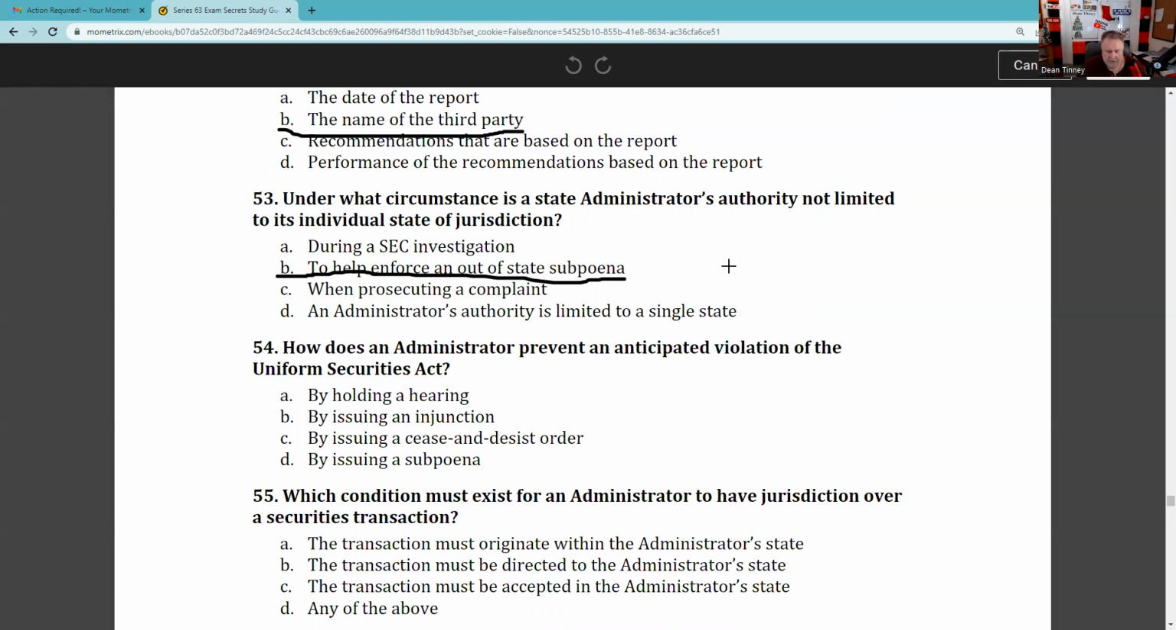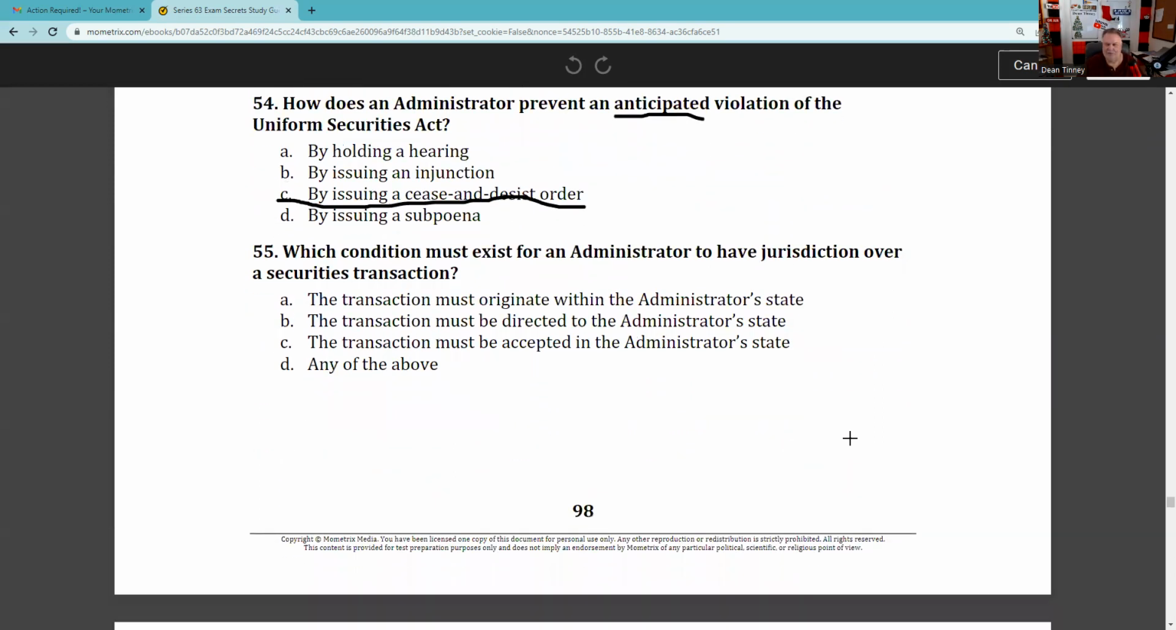54, how does an administrator prevent an anticipated violation of the Uniform Securities Act? They issue a cease and desist order. Key point here is anticipates. Not something you haven't done yet, right? So, which condition exists for an administrator to have jurisdiction over a securities transaction?